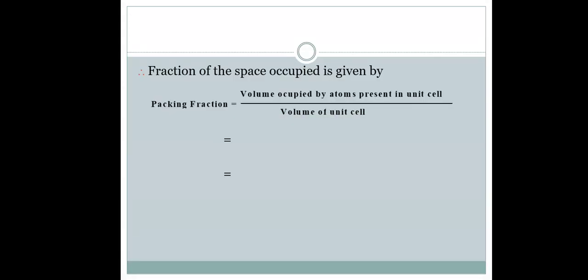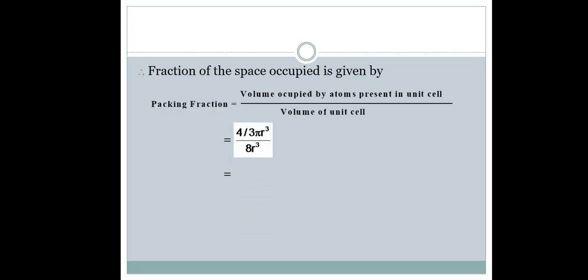So once we know those things, let us try to calculate. The fraction of space occupied, the packing fraction, as we just saw in the definition, is the volume occupied by the atoms present in the unit cell divided by the volume of the unit cell. Is it not? Now, the volume occupied by atoms present in the unit cell, how much was it? It was 4/3 πr³, because there was only one atom. And what was the volume of the unit cell? 8r³. Okay, if you are confused, you can go back and see it.